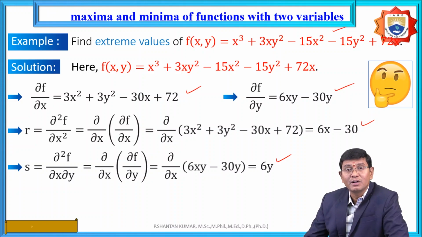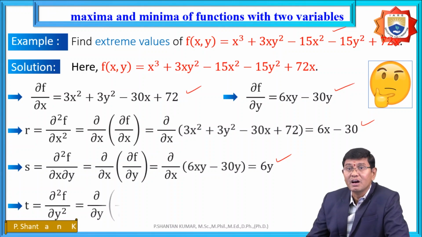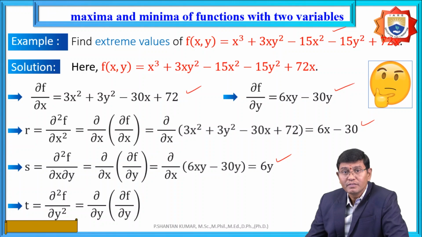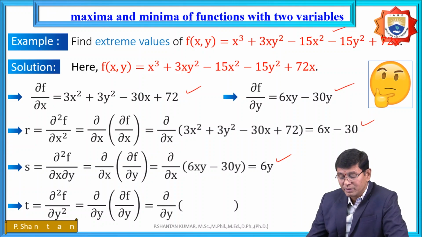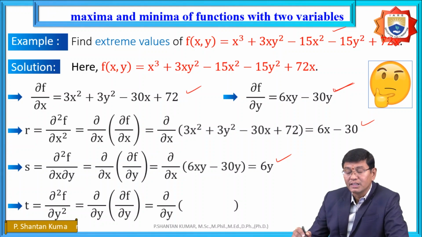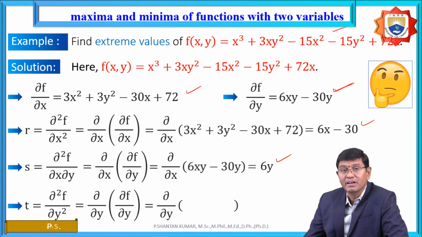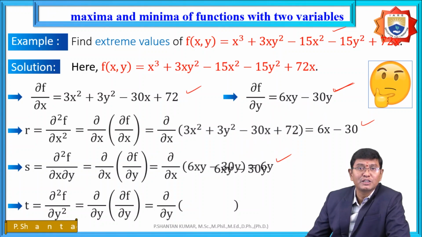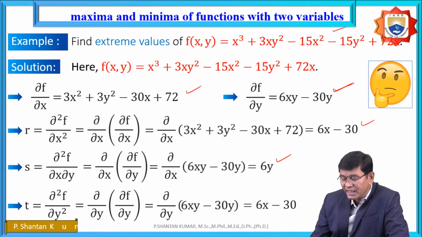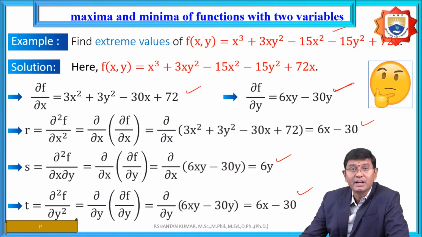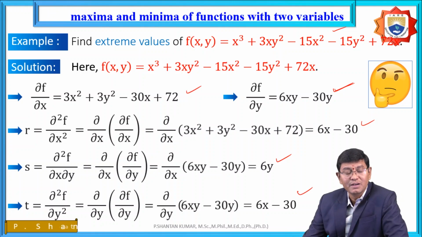The t is nothing but ∂²z/∂y², that means ∂/∂y of ∂z/∂y. Once again, as we know, that is 6xy minus 30y. We can replace that value here, and we obtain ∂²z/∂y² equal to 6x minus 30 as the final solution. That means one part is completed: finding the values of p, q, r, s, t.